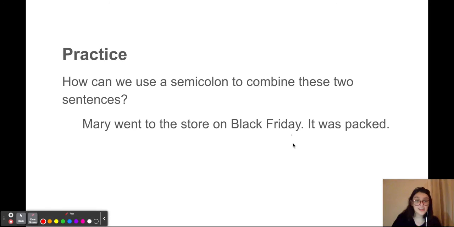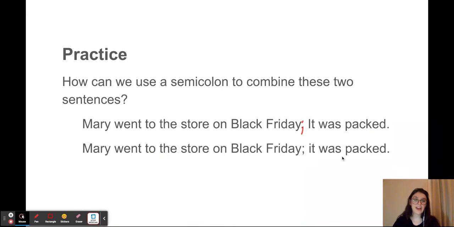Let's try it with our little trick that we talked about. So we're not sure, do we need a semicolon here? I don't know. Let's try it with a coordinating conjunction. Let's get rid of this period. Let's insert a comma and the coordinating conjunction, but. So we have Mary went to the store on Black Friday, but it was packed. That still makes sense. Because we know that those things we were talking about earlier, the comma, the period, all of these are interchangeable, we are free to put a semicolon here. Let's check our answer. Mary went to the store on Black Friday; it was packed. And that is how you do it.